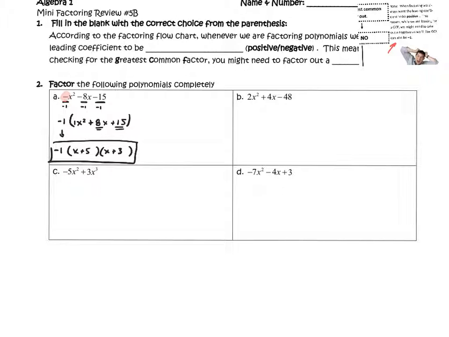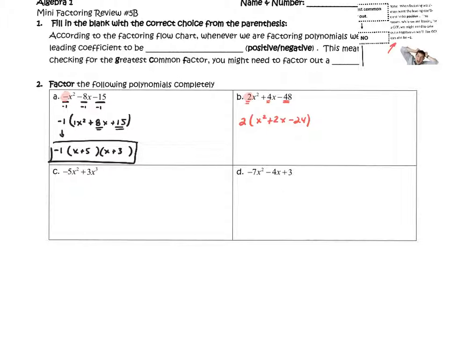And again, if you don't include your GCF in your final answer, you will be wrong. And that's a silly way to lose all the points, but it's very important. When we approach letter B, we're going to look for a GCF. 2, 4, and 48 are all divisible by 2. Now, the leading coefficient is already positive, so I don't need to take out a negative. So after I pull out a 2, I'd be left with x squared plus 2x minus 24.